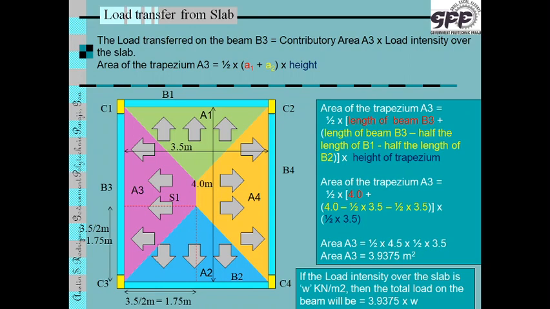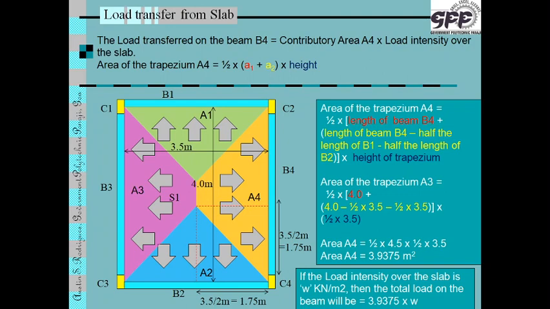Now coming to the bottom, if the load intensity over the slab is W kilonewton per meter square, which we have taken right from the beginning, then the total load on the beam B3 will be the contributory area A3 multiplied by the load intensity, that is 3.9375 meter square multiplied by W.